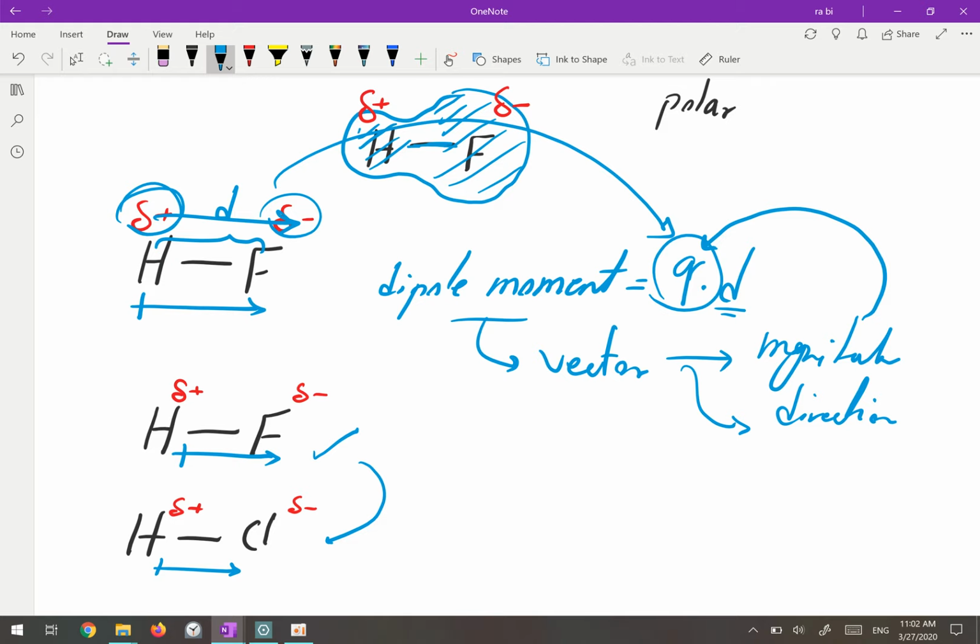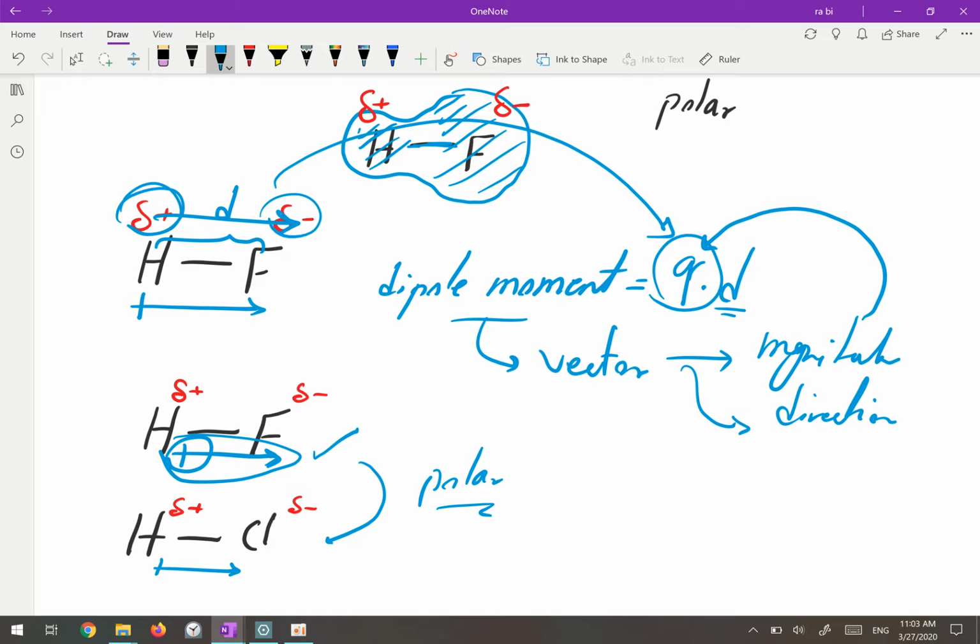So this is the concept about the polarity of the bond. We say these bonds are polar, and to show that they are polar, we use the vector, which we call the dipole moment. The vector is from positive toward the negative area of the bond.